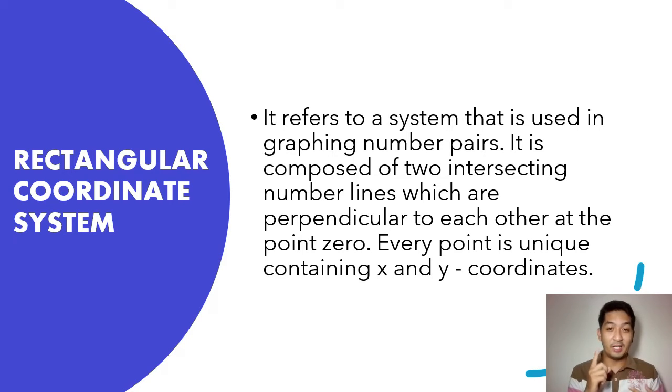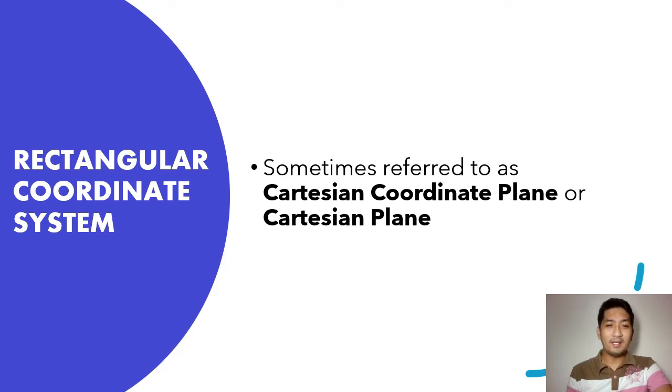Okay, so there are two lines intersecting with each other and which are also perpendicular to each other at the point 0. Every point is unique, containing the x and the y coordinates. So later on, we will be going through those parts deeply. The rectangular coordinate system is also sometimes referred to as the Cartesian coordinate plane, or simply the Cartesian plane.